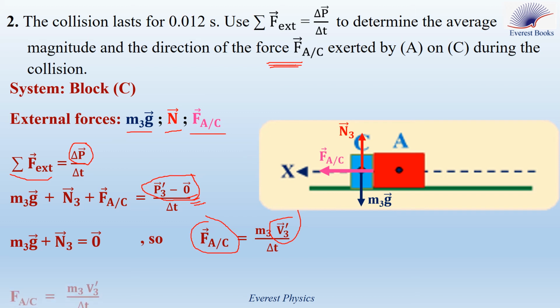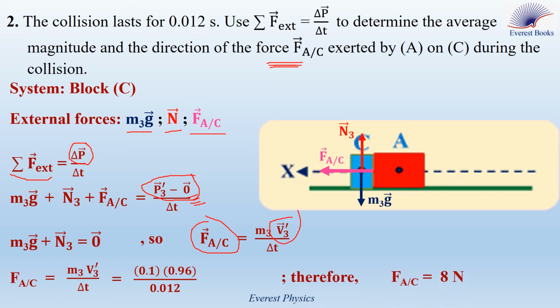So now we can calculate the magnitude of FAC. FAC is equal to m3 v3 prime over delta T. The mass of C is 0.1 kilogram and v3 prime is already calculated in part 1. It is 0.96 meters per second. The duration of the collision is 0.012 seconds and the answer is FAC is equal to 80 newtons.